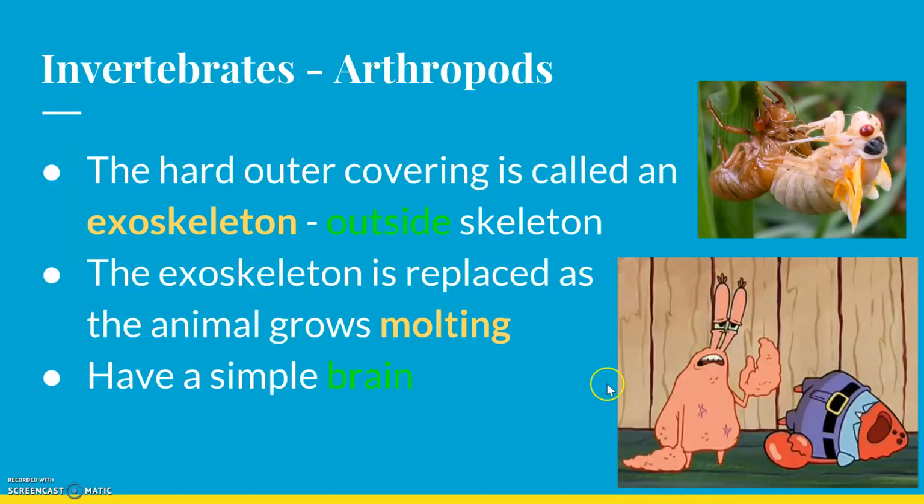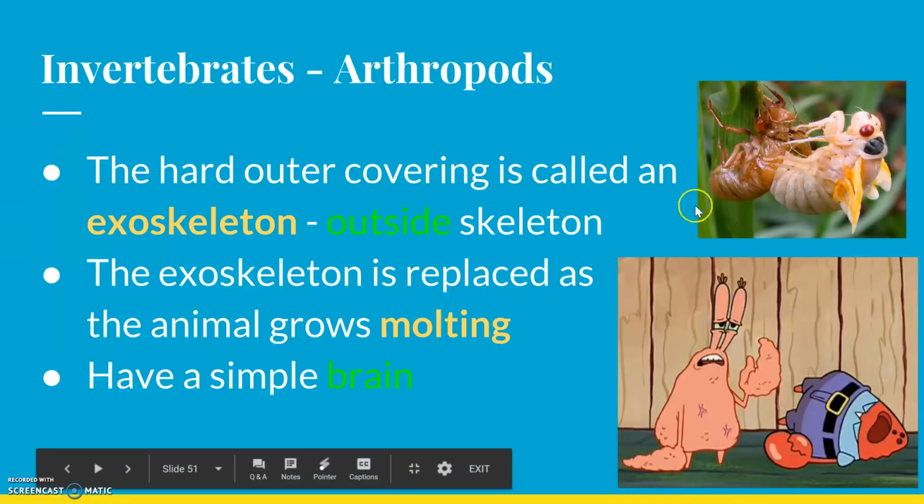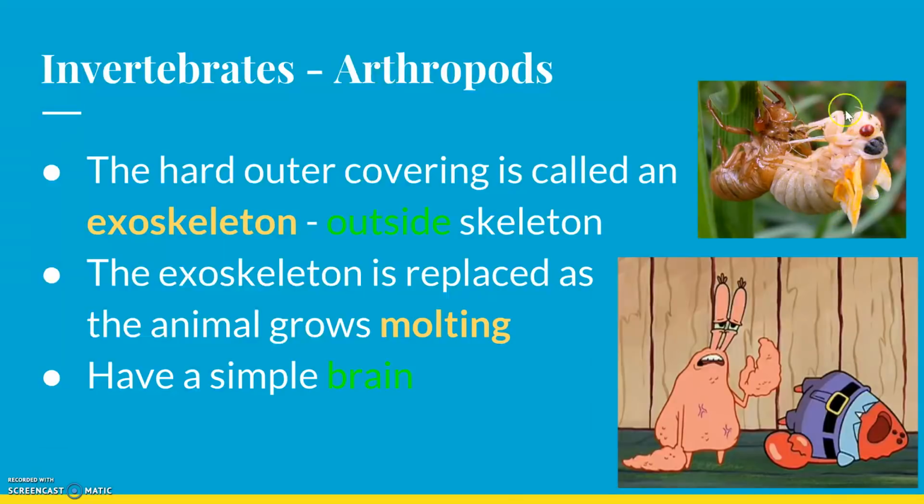So you can see here with a cicada, you've probably found cicada shells hanging on trees and stuff. This guy is super soft right now, very vulnerable. So he's leaving his exoskeleton behind. In a few days, he will have protected himself again with a new exoskeleton. But for right now, he is kind of in danger, and he has to be careful about predators a little bit more than usual. And they do have a simple brain.